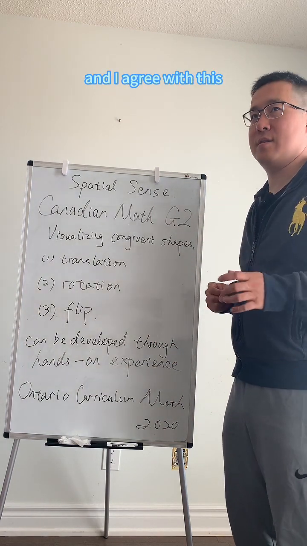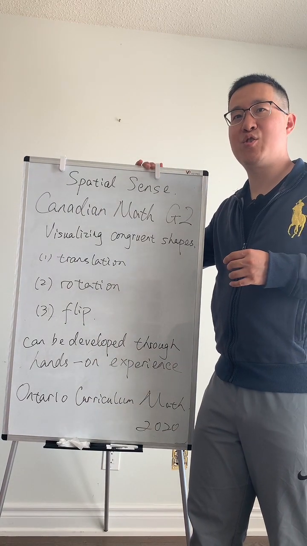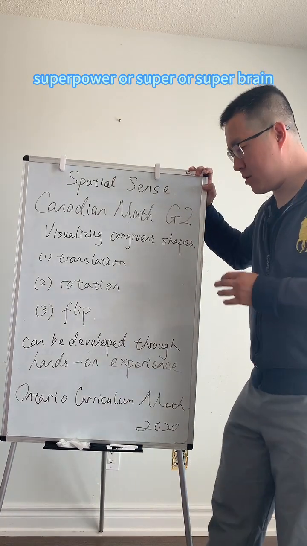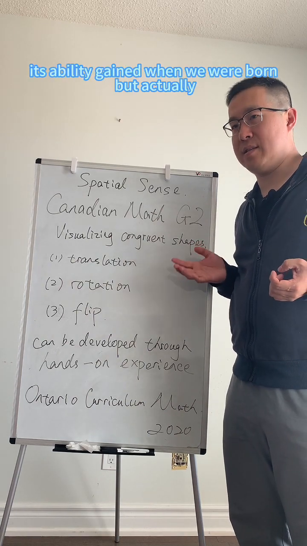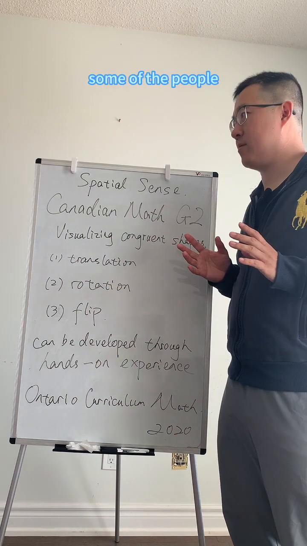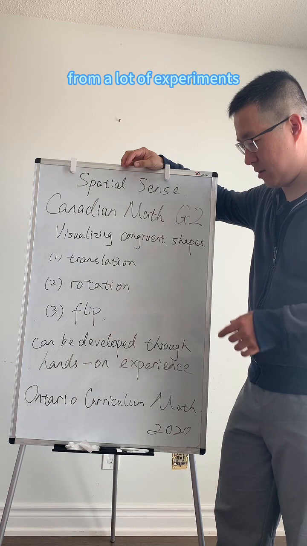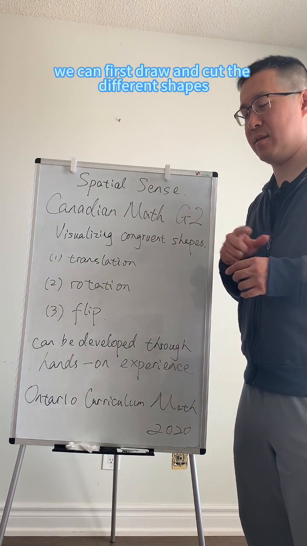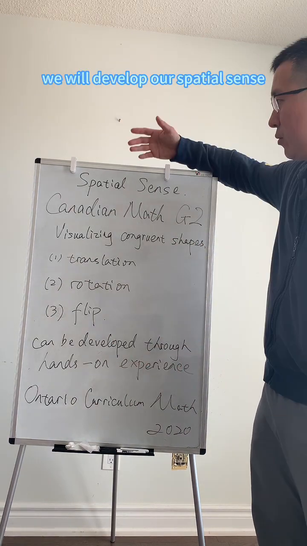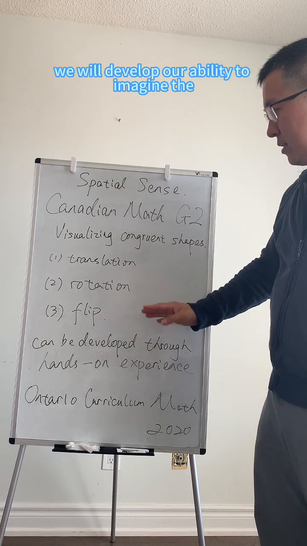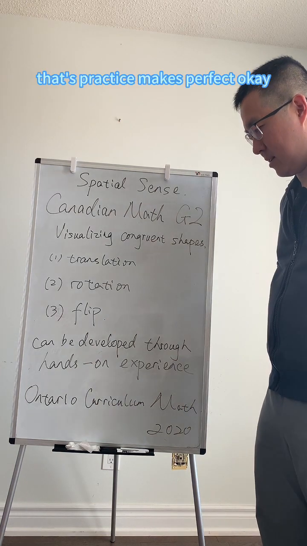And I agree with this because when we talk about spatial sense, generally we think about some superpower or super brain. It always gives us the impression that this is a gift, an ability gained when we were born. But actually, while some people gain this as a gift, some people gain this ability from a lot of practice and a lot of experiments. We can first draw and cut different shapes from a piece of paper, and then do a lot of exercises. We will develop our spatial sense and our ability to imagine the different congruent shapes in our brain. So practice makes perfect.